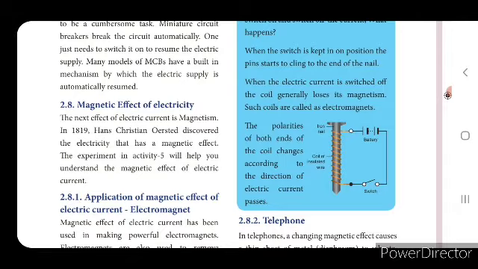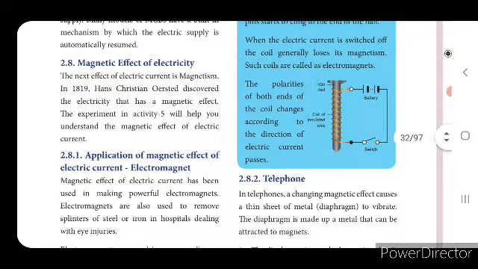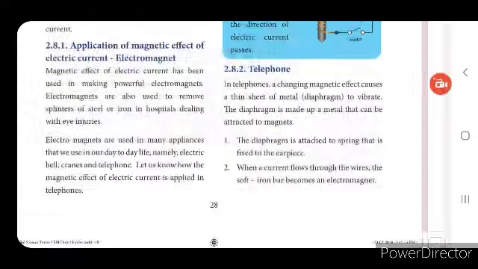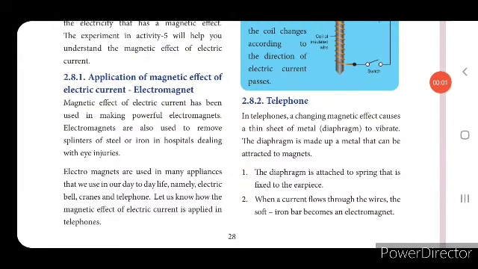When an electric current passes through the iron nail, or a metal nail or any metal, the metal will attract iron particles. That means the metal will become a magnet. We call this power magnetic power. Now, the application of the magnetic effect of electric current, that is the electromagnet.